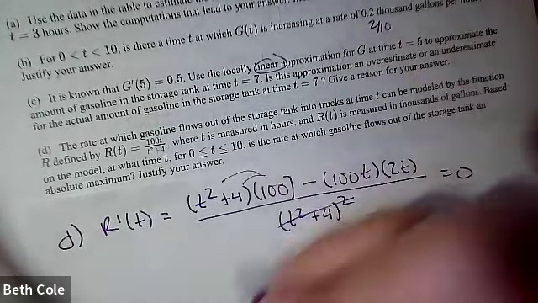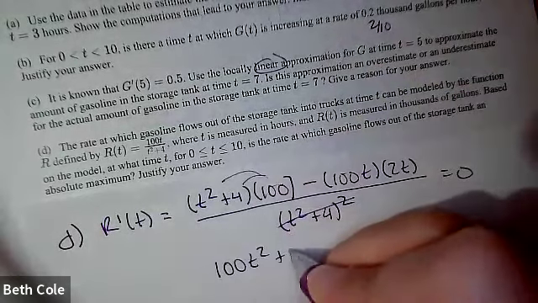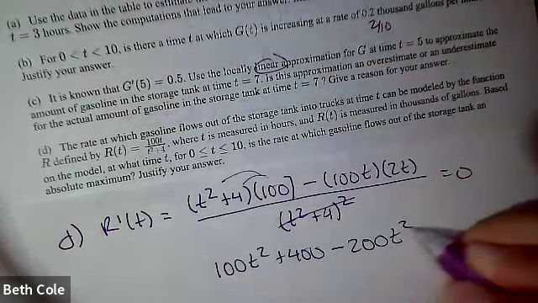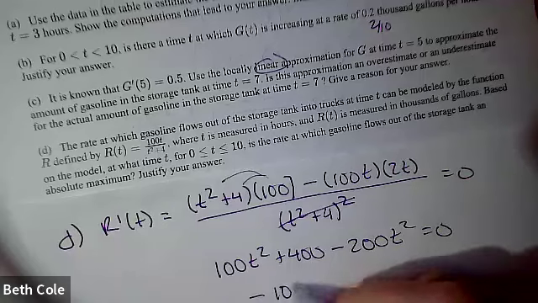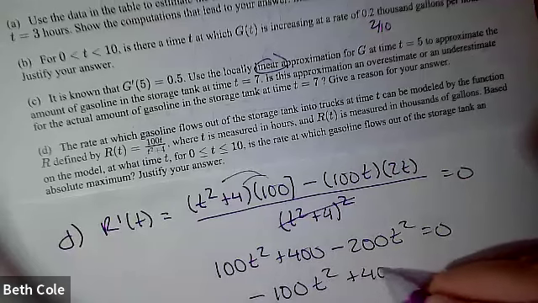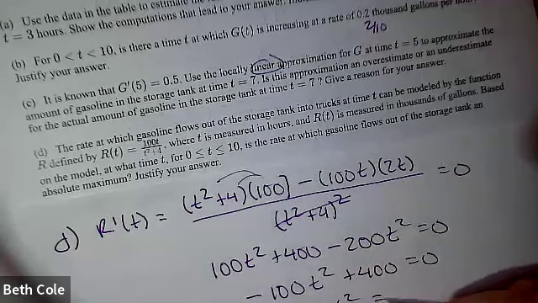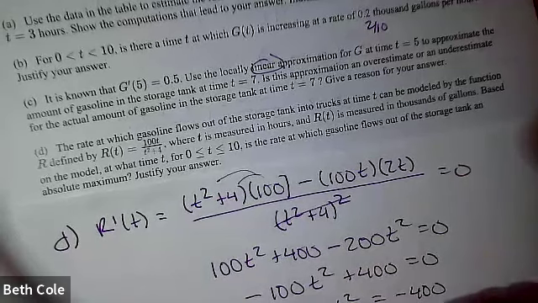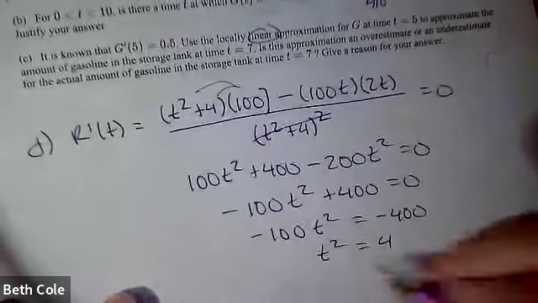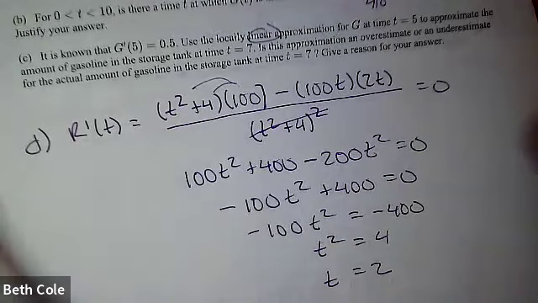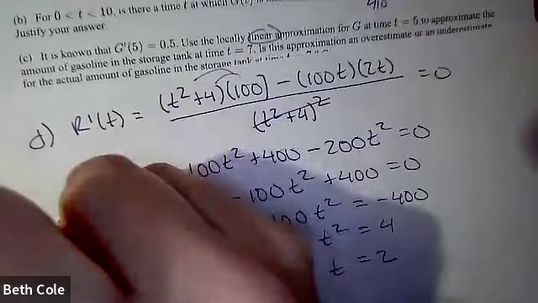We're going to distribute the 100 here. This would be minus 200t squared. That gives you negative 100t squared. When you combine like terms, you will subtract over the 400, divide over the negative 100. You get plus and minus 2, but our interval is 0 to 10. Also, you can't have negative times, so just 2.